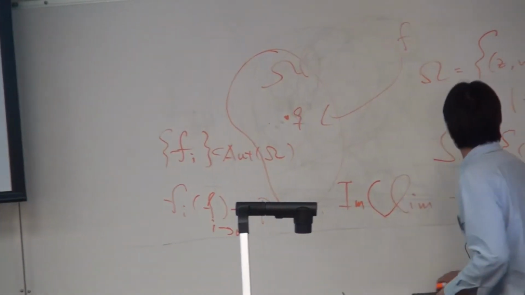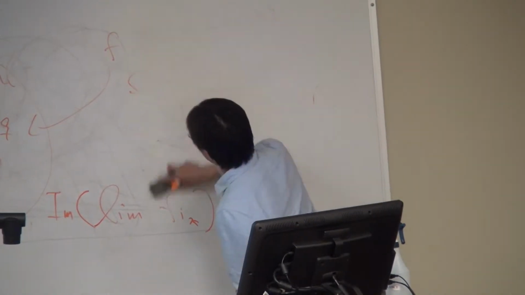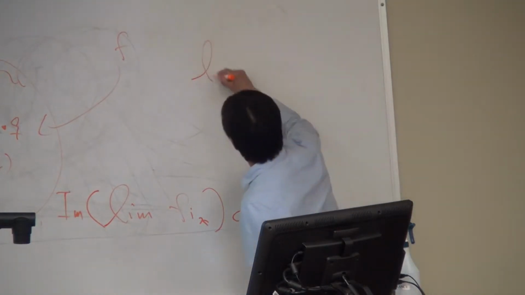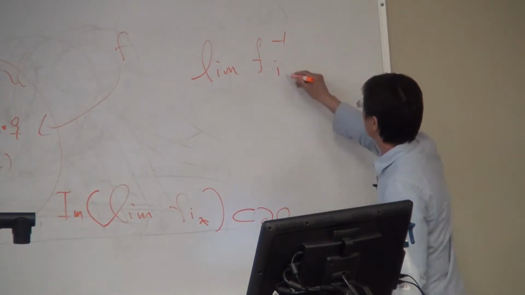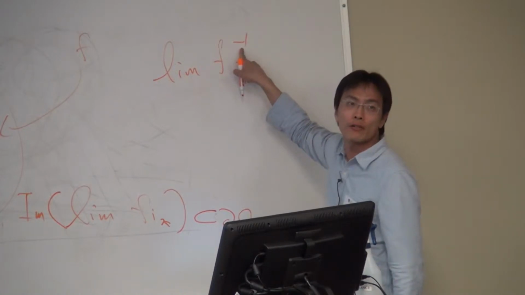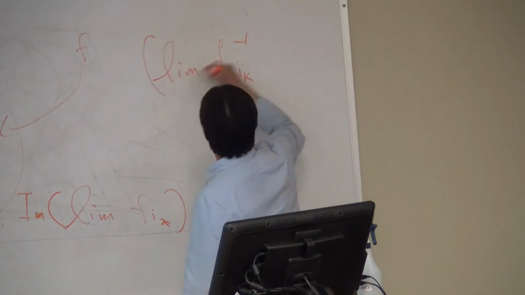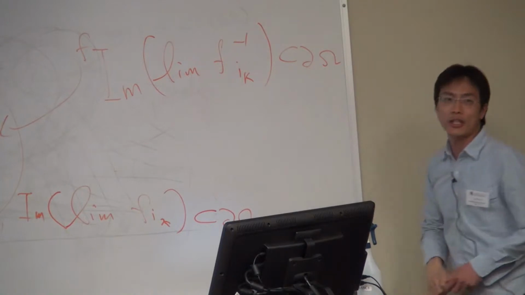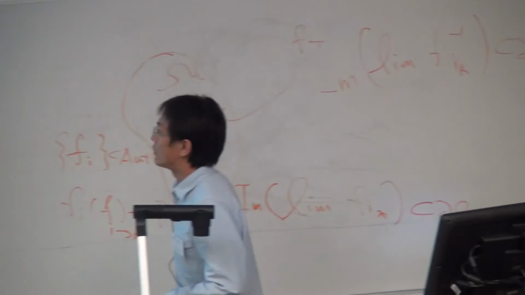Okay, there is a natural question. Since we know the image of the limit map is contained in the boundary, how about the limit of Fi inverse, maybe passing to a subsequence? The inverse is also an automorphism, because Fi is an automorphism. What's the image of that? It will also be contained in the boundary of omega. This is quite a new result.